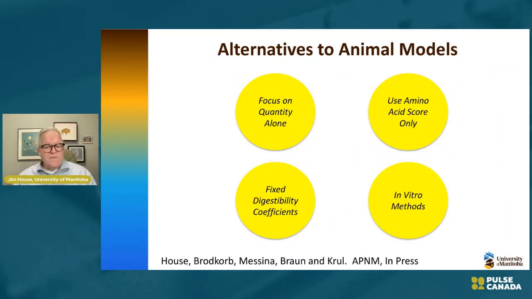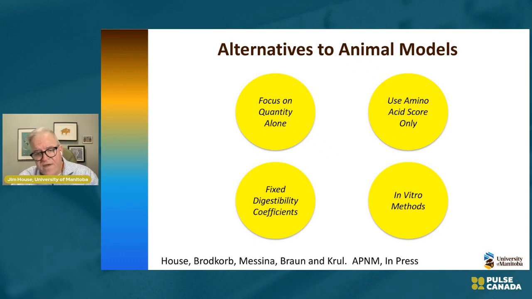So we've recently published a paper. It should be coming out within the next week in pre-press form that looked at alternatives to animal models, where we could either focus on quantity alone, which is what's been used in other jurisdictions. I don't think this is going to serve the sector well in the long run, because there are new proteins that are coming onto the marketplace, and it is important that we have some understanding of the ability of those proteins to contribute to the protein needs of the consumer.